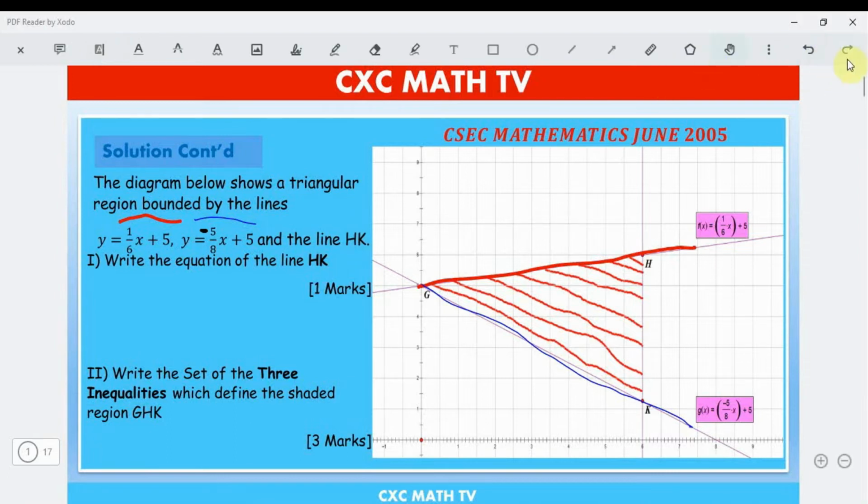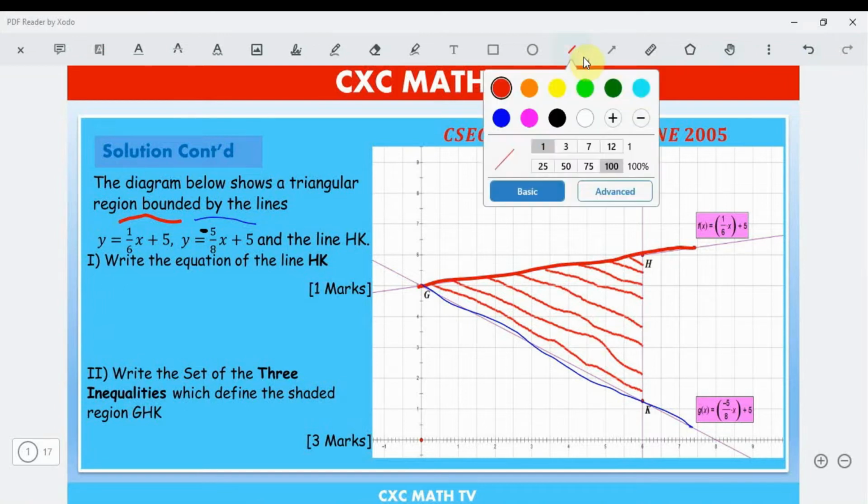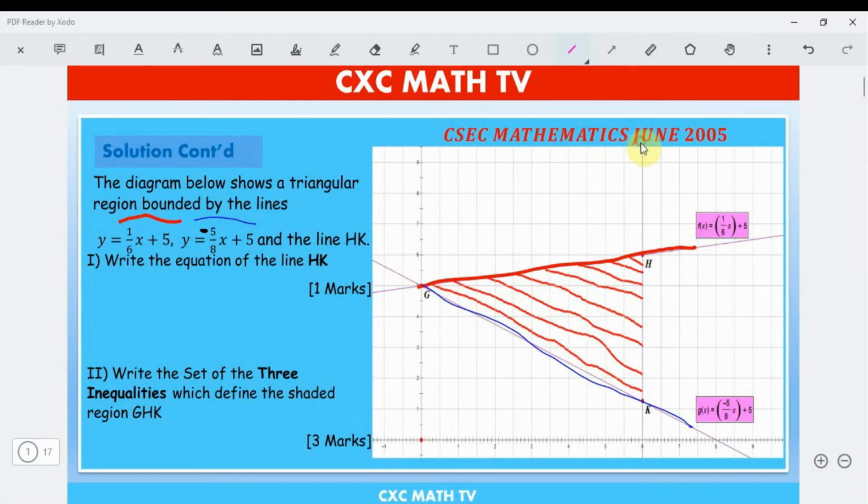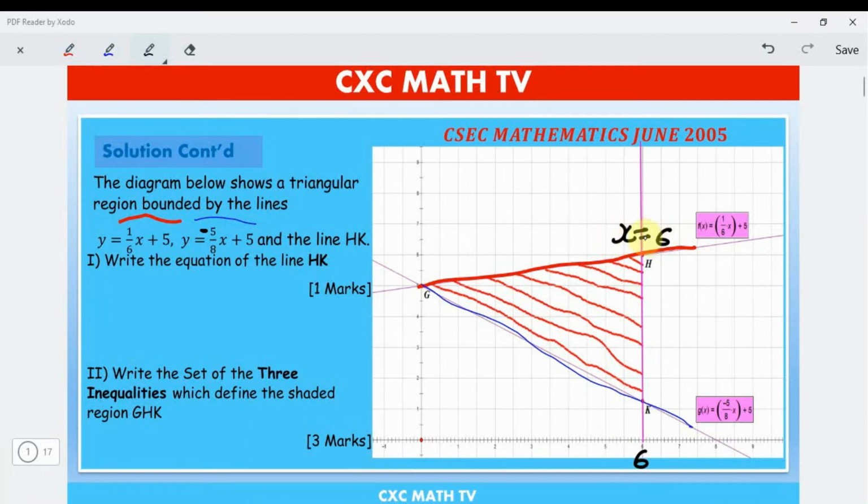Now first thing I want you to do is observe that HK is a vertical line. Whenever a line is a vertical line, it's always x equal to something. Now x equal to what? Notice that the x value right here is 6. So this is the line x equal to 6. That would be the equation of the line HK. X equal to 6. That gives you 1 mark.